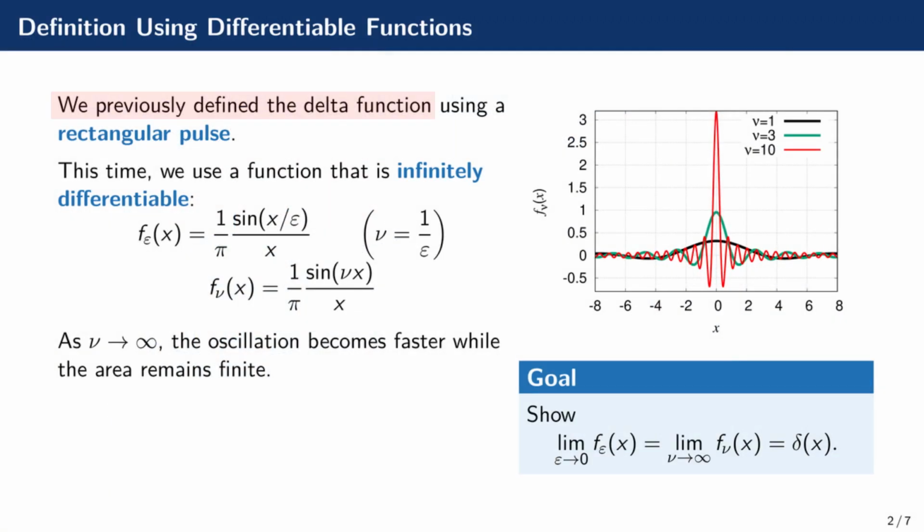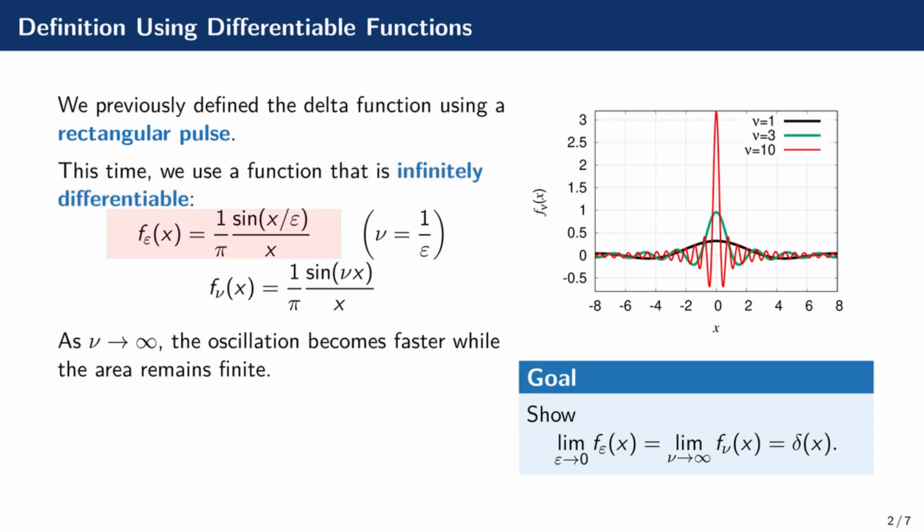We previously defined the delta function by using a rectangular pulse. However, a rectangular pulse has jump discontinuities, so there are points where it is not differentiable. This time, I would like to define the delta function by using a function that is differentiable arbitrarily many times.